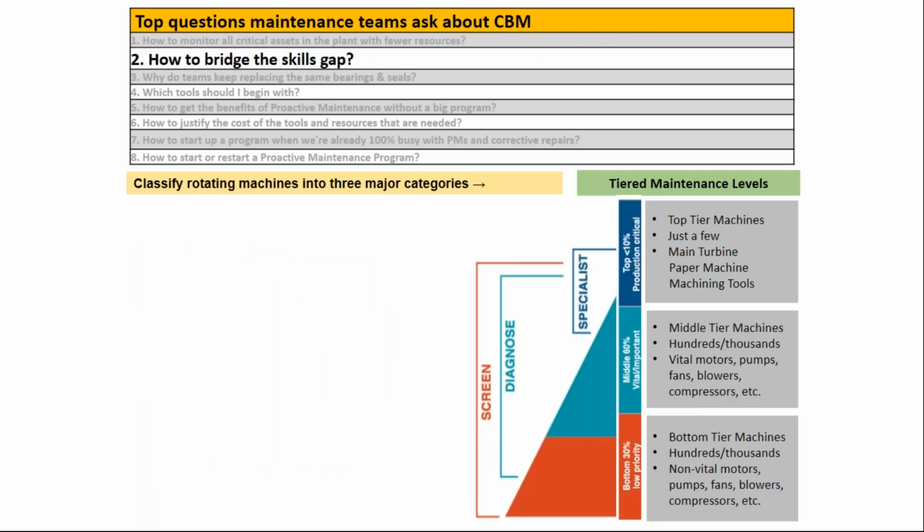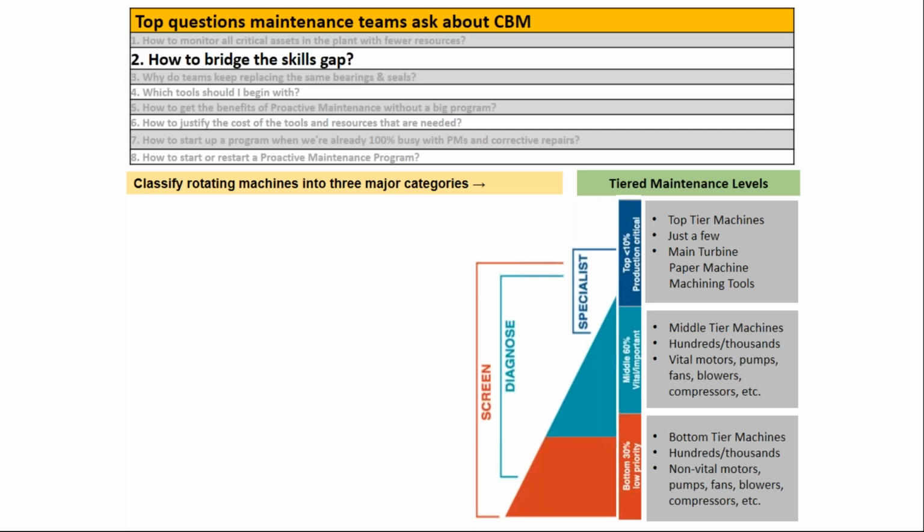So how do we bridge the skills gap? If you look at a plant, we can break it up into three major categories. There's the top tier, which is just a few machines: your paper machine, your machining tools, your main turbine, very complex machines that you need an expert to basically babysit. Then below that, you've got thousands or at least hundreds of very critical, vital machines, but they're pretty standard machines. Standard motors, pumps, fans, compressors, and blowers.